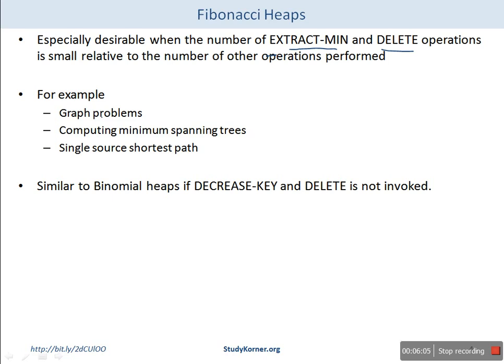The main application for the Fibonacci heap is graph algorithms, such as computing minimum spanning trees or finding the shortest path. The Fibonacci heap is similar to the binomial heap if these two operations are not applied, because these two operations require special information, that is a mark node, which is not in binomial heaps. We will see in the next slide what the purpose of the mark node is in these types of operations.